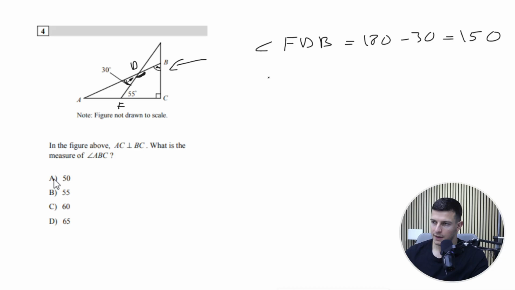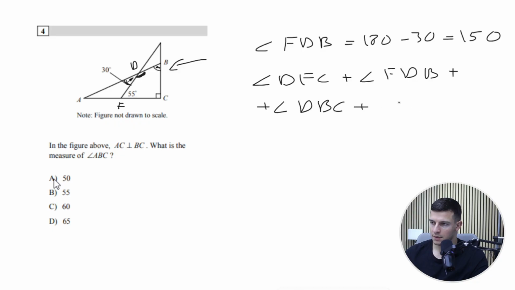We know that angle DFC plus angle FDB plus angle DBC plus angle C should add up to 360 because it's a four-sided shape. Okay. So which one do we know?